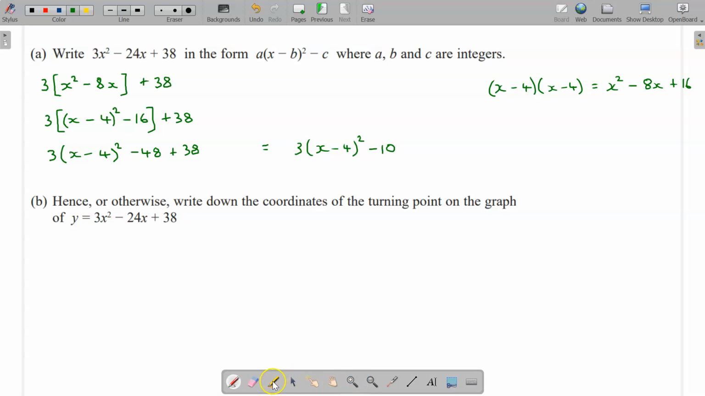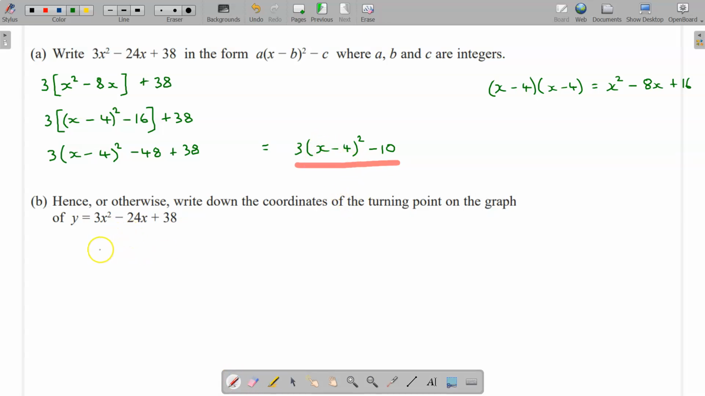Okay, so that's now in completed square form, and hence or otherwise write down the coordinates of the turning point on the graph, the minimum point. So this happens when the lowest value this bracket can ever take is 0, because when you square something, the minimum value it can be is 0. Okay, so that happens when x is the number 4, all right, because 4 minus 4 is 0.